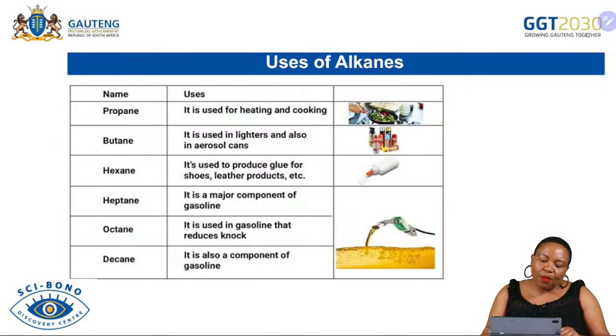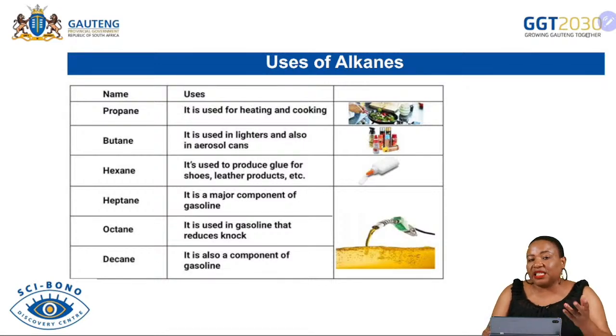Now, these are some of the uses of alkanes. We use alkanes for the gas stove heating. We use alkanes for the cigarette lighters. We use alkanes for the petrol. So you need to also know the uses of alkanes, because they are also part of your exam guidelines. These are just a few examples that I've chosen for you to know where we use our alkanes in our daily lives.